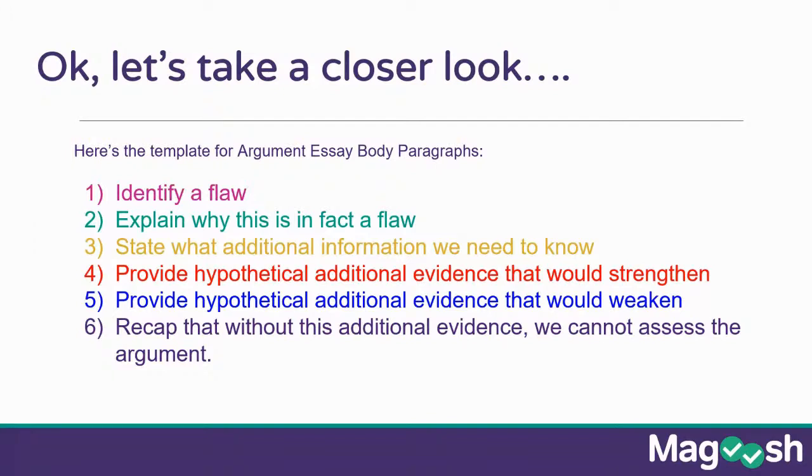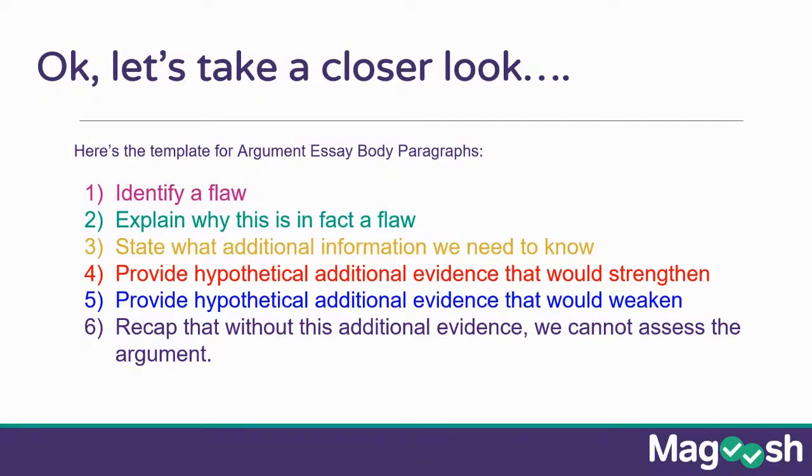In the body paragraph, your topic sentence should identify the flaw. Your second sentence should explain why it is in fact a flaw. Your third sentence should state what additional information we need to know for that to no longer be flawed. Fourth sentence, you provide hypothetical additional evidence that would strengthen the argument. Fifth sentence, provide hypothetical additional evidence that would weaken it. And then sixth is a recap, basically saying that without this additional evidence, we cannot assess the argument.